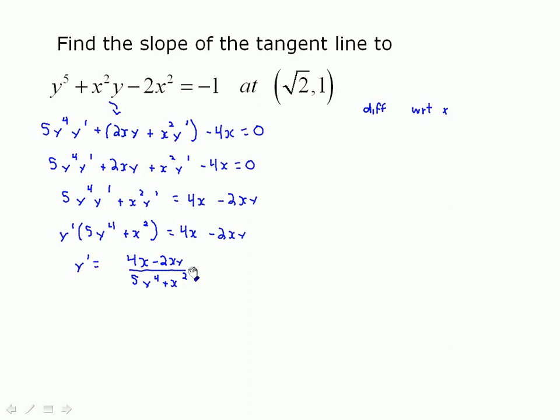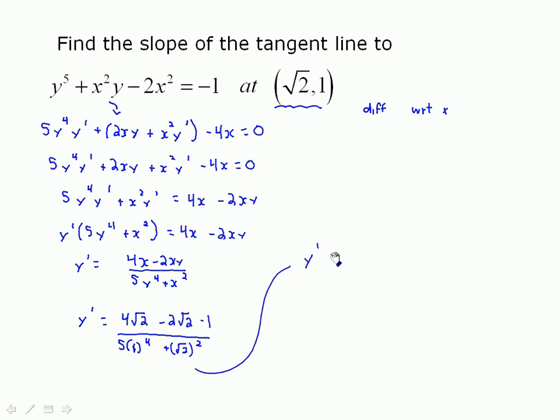So that's our derivative, and everything's looking fine. But we need to now find the slope at this point. So in order to do that, we substitute in our x value, because the derivative, of course, represents the slope. So we get 4 root 2 minus 2 root 2 times 1 all over 5 times 1 to the 4 plus root 2 squared.